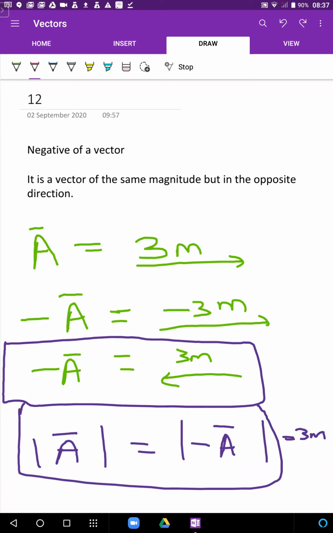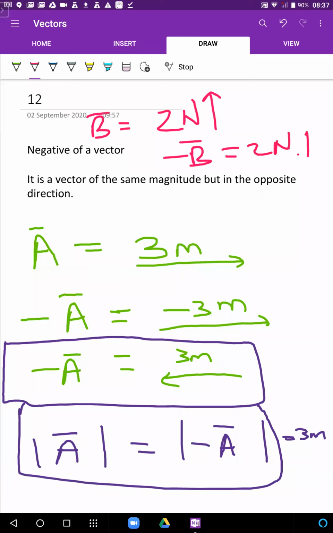Does opposite always mean left direction? No. Opposite just means opposite. If I say 2 Newton upward, and this is B bar, then minus B bar will be 2 Newton downward. Minus sign just changes the direction.